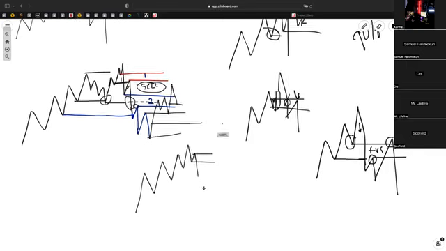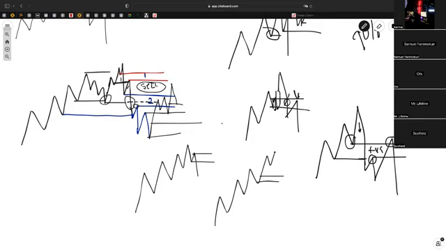Now, let me redraw it. We have a high, low, high, low, high, low, high. Then you now have something like this. Then you have your violation block. Then the market did something like this. I'm trying to get the drawing. This is the overall demand. The market comes from here, pulls back inside, then sells off.